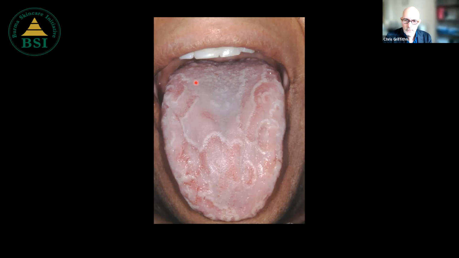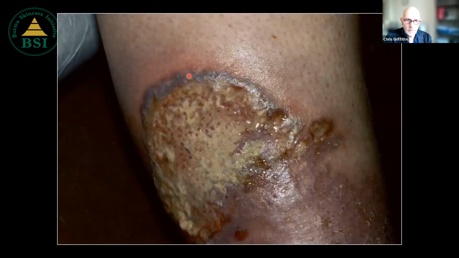Okay, let's move to this next case. I'm trying to keep things moving along here. So this is the shin of a 38-year-old lady. This is a painful lesion. It's about 5 centimeters in diameter, maybe a bit more than that. It's come up over the previous month.